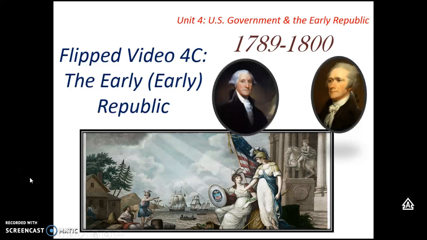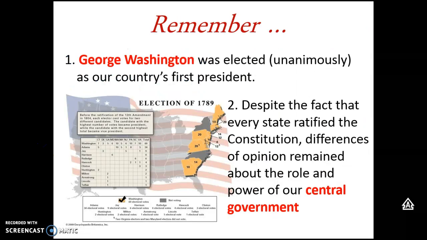Hello class, today we're going to be looking at the U.S. government and the early republic from 1789 to 1800. We're going to look at our first president. George Washington was elected unanimously as our country's first president, and this is because he was the leader of the American Revolution that helped us gain our freedom. Remember, he was a great leader and a wise man.